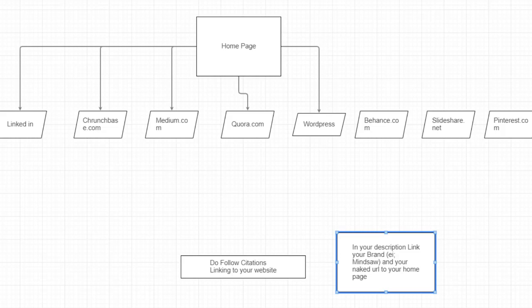Now, as you start to develop these citations and you start posting articles, well, maybe I want to increase the value of my SEO page, so mindsaw.com/SEO. So what I'll do is I'll write an article on Crunchbase, the second one there. I'll write an SEO article, and I will link the word SEO to my mindsaw.com/SEO page.